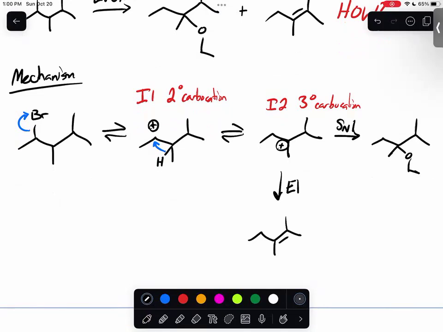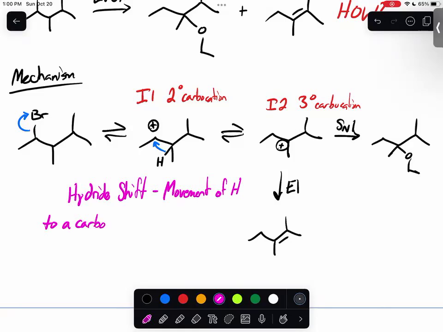This is what we call a hydride shift, right? And what this hydride shift is doing is it's essentially the movement of an H to a carbocation to generate a more stable carbocation.